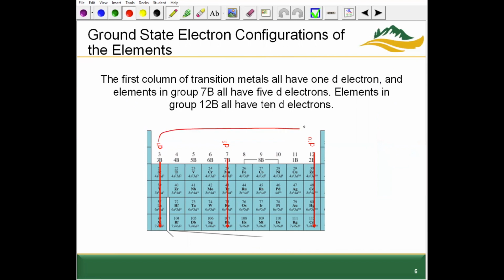Then in the middle here for the transition metals, these are 3B, 4B, 5B, 6B, etc. groups. Group 7B will have 5 d electrons. Group 12B over here will have 10 d electrons. Remember, d can hold 10 electrons in total because it has 5 orbitals, for d-shaped orbitals or d orientation. So there's 5 of them. They can each hold 2 electrons. If we completely fill the d orbitals, that's 10 electrons in total.